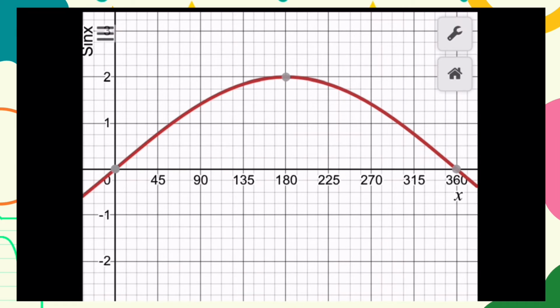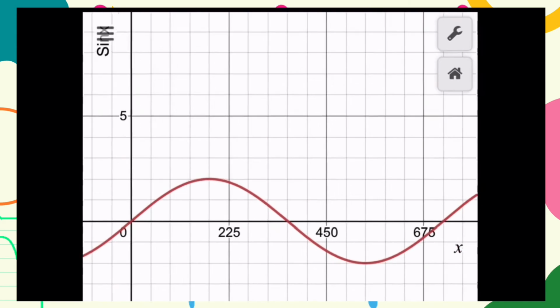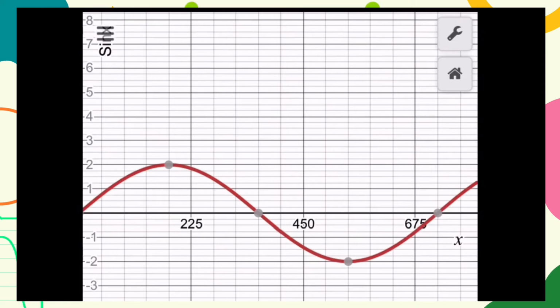That means when the angle is 720, you will see one complete cycle of the sine graph. This is the period for 2 sine 0.5x. Got it? Okay, so I have taught you about the period, the number of cycles, the frequency, and also the amplitude for the sine graph. Now I will actually change to cosine and tangent.